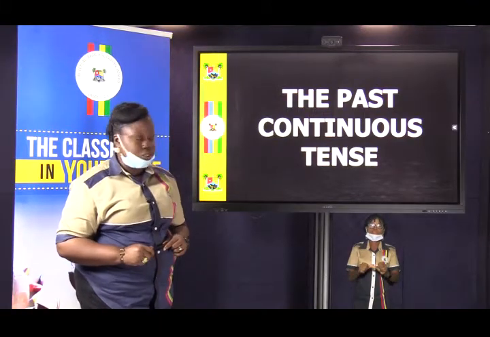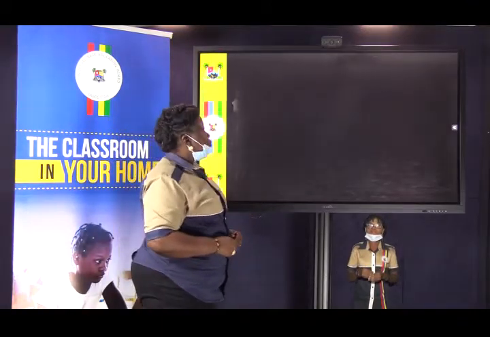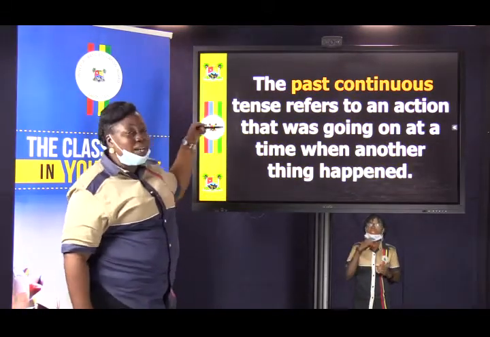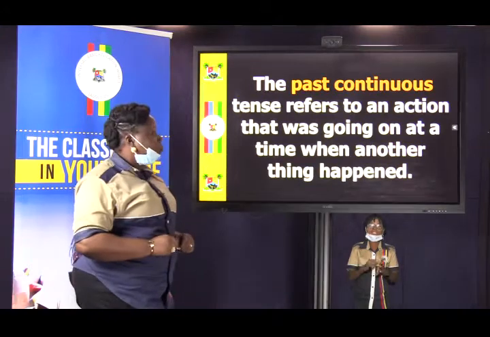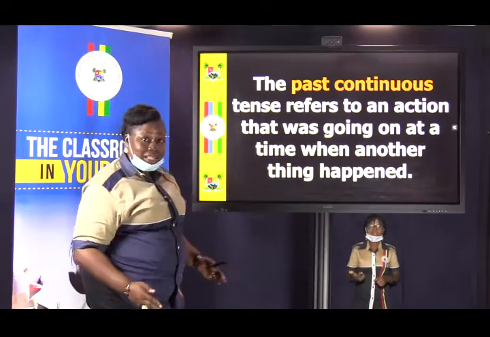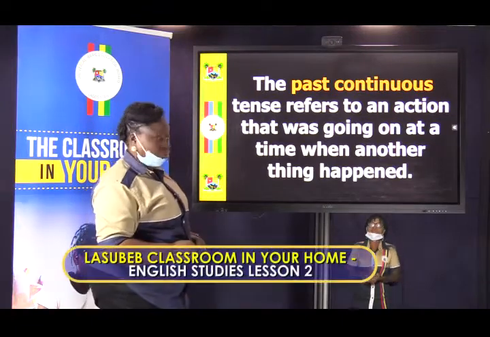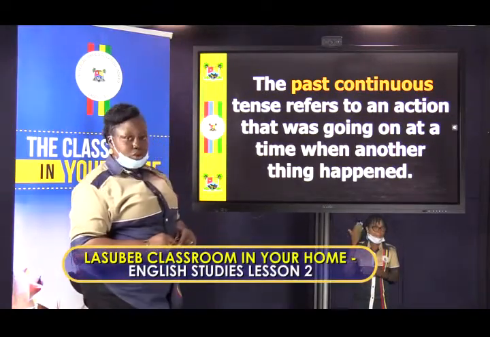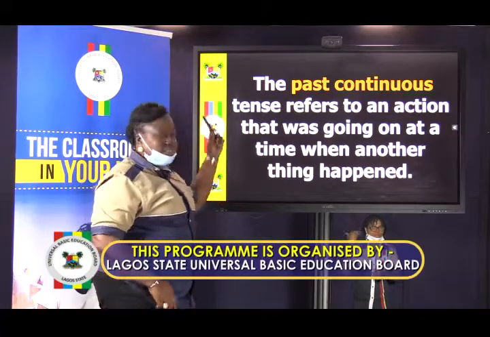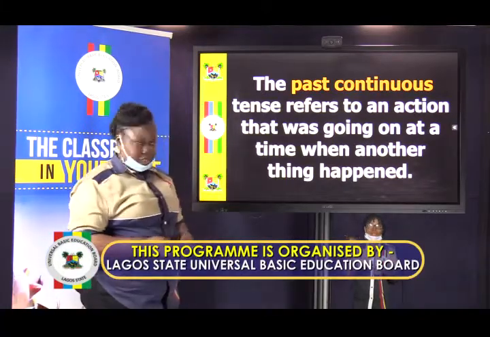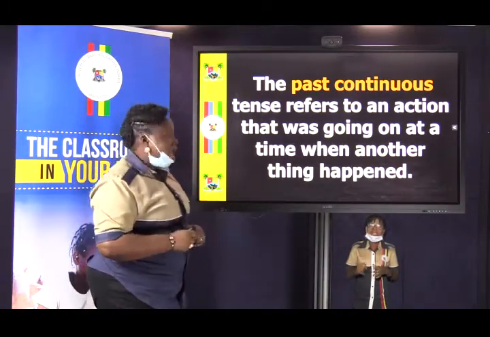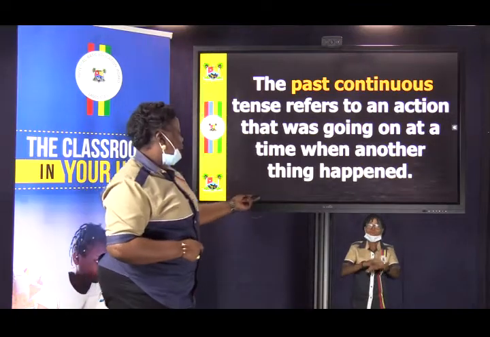Now, let's move on to the past continuous tense. The past continuous tense refers to an action that was going on at a time when another thing happened. It was ongoing at a time another thing happened. You remember the present continuous tense? That is the past form, the past continuous tense.